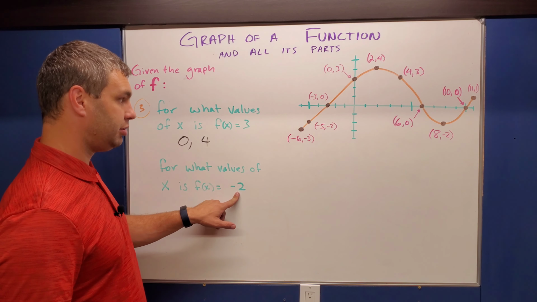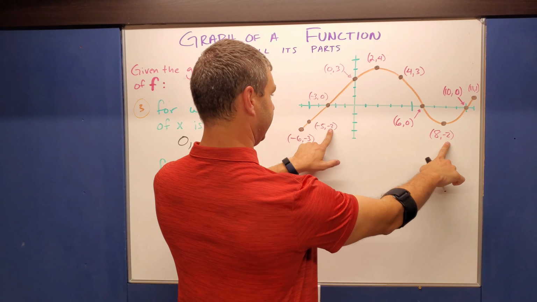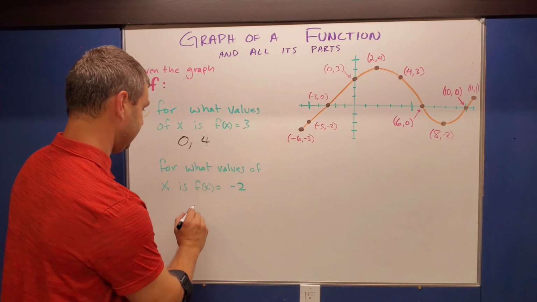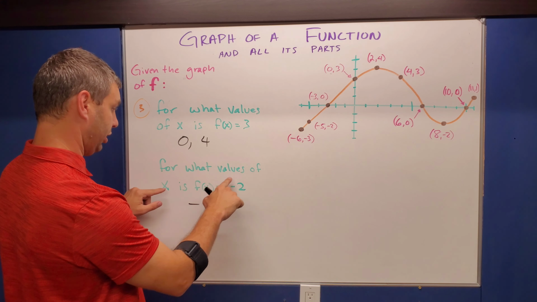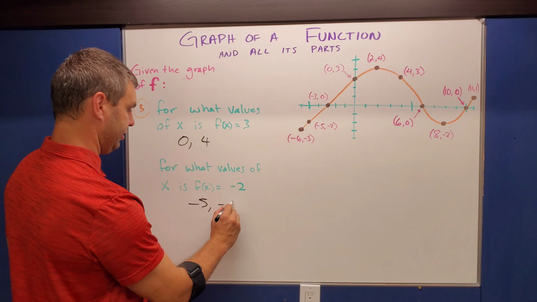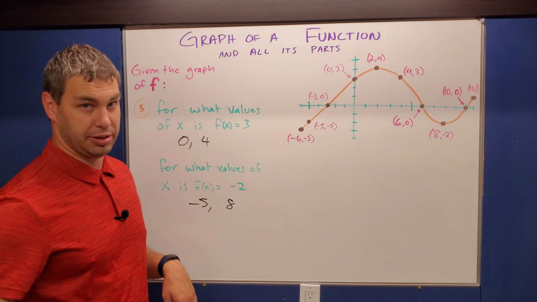Same thing for a -2, just looking for those ones. In fact, the line y equals -2 is right here. So it's going to be when x is -5 and when x is 8. So for what values of x is f of x equal to -2? It'd be -5 and, oops, a positive 8, not negative, a +8.